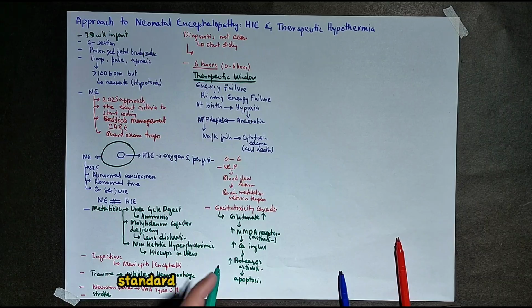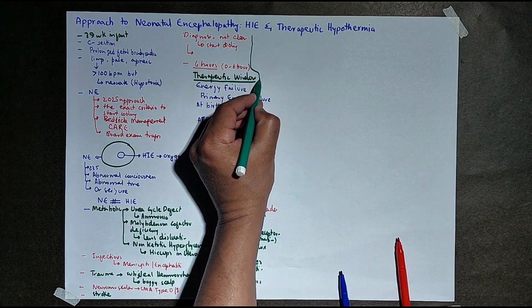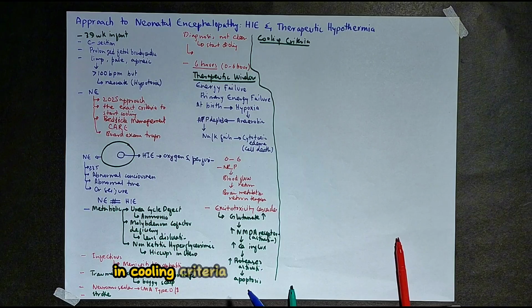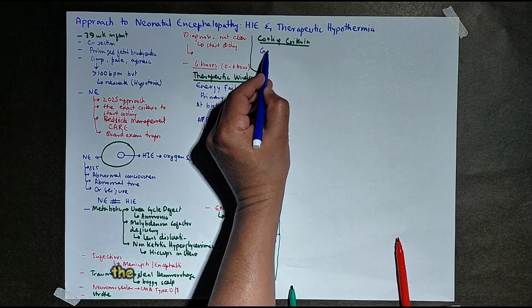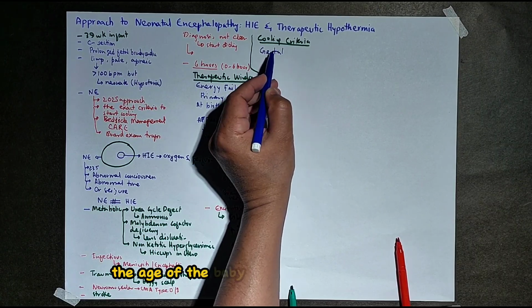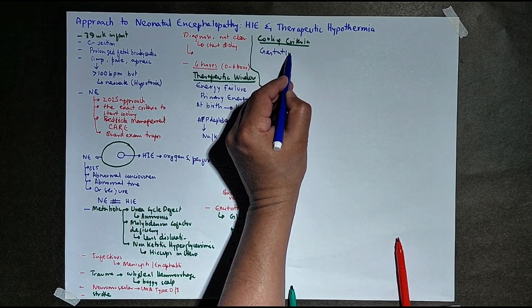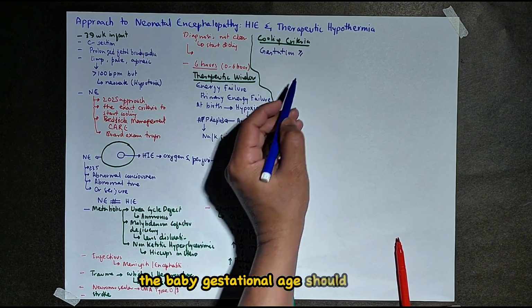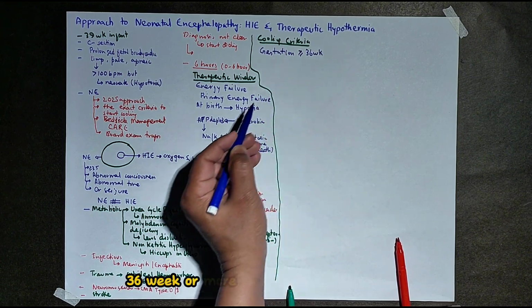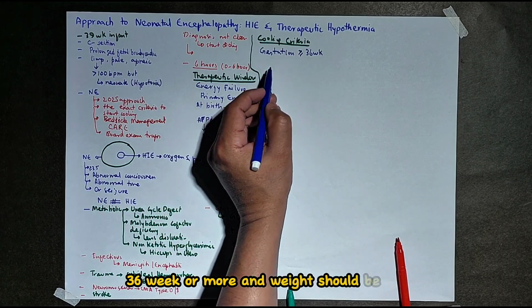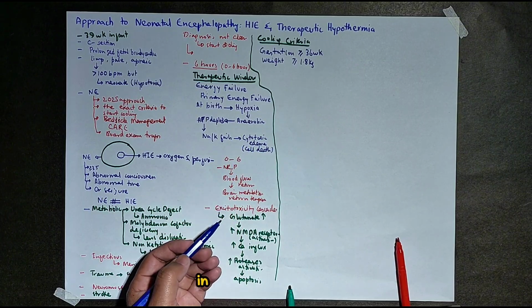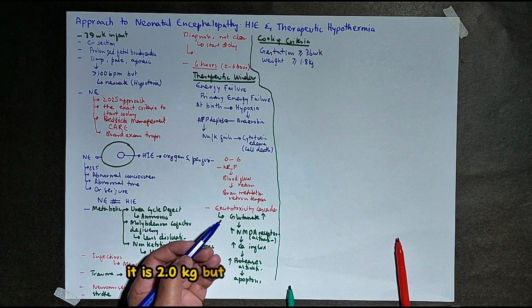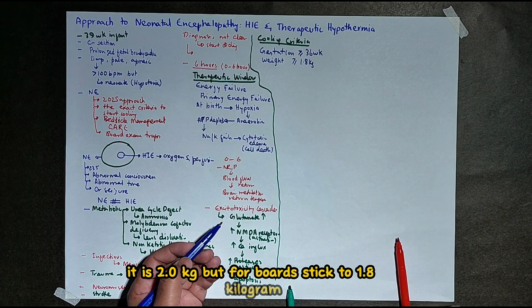We are following the standard international criteria for cooling. In the cooling criteria, we have a few points. First, the age of the baby, that is the gestational age. The baby's gestational age should be 36 weeks or more, and weight should be greater than or equal to 1.8 kg. In some protocols, it is 2.0 kg, but for boards, stick to 1.8 kilograms.